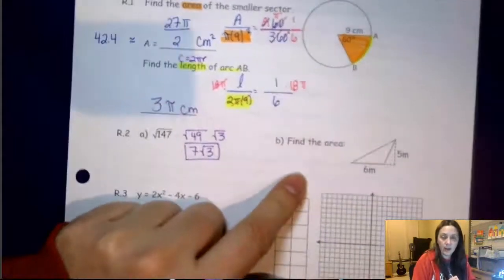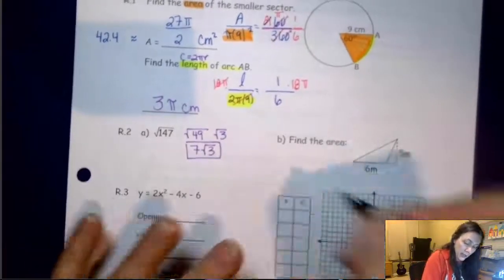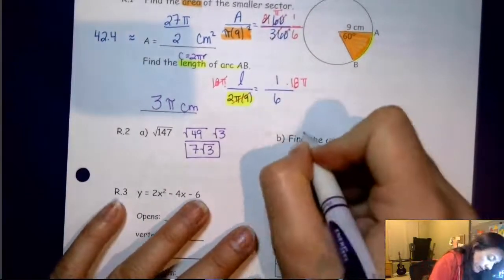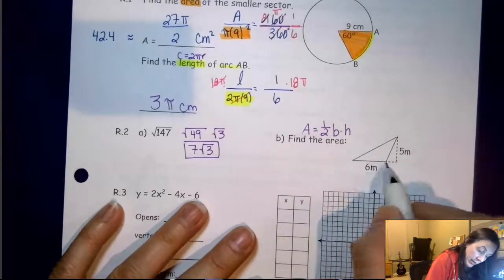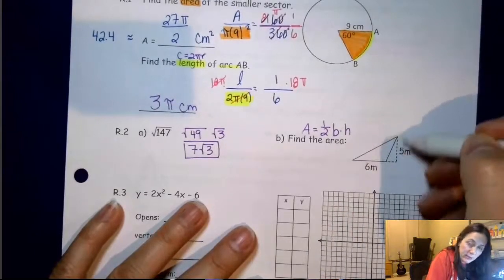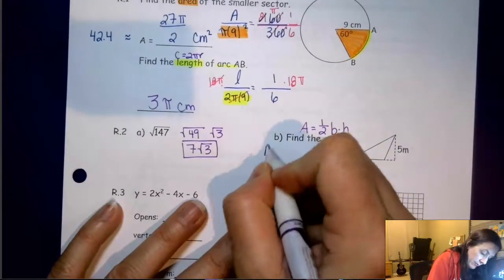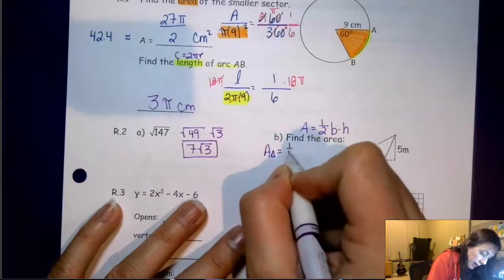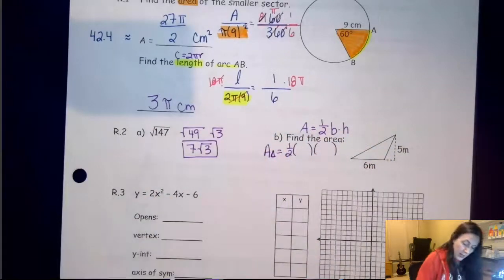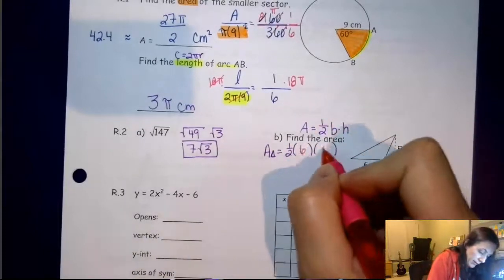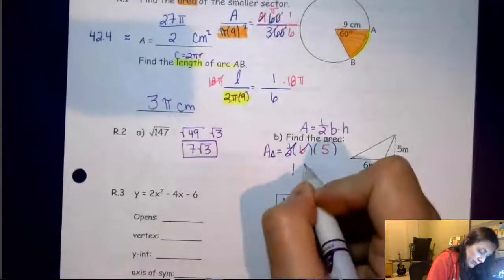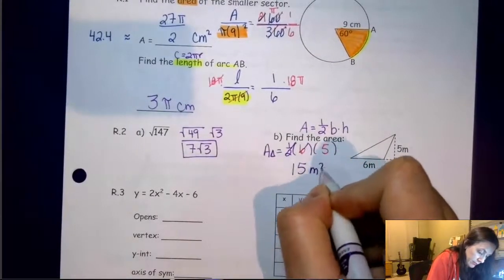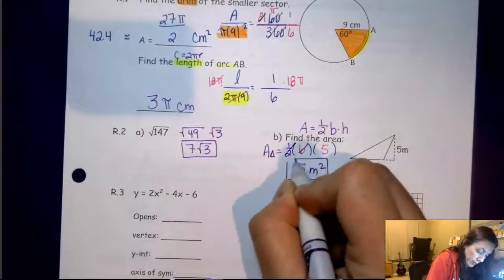Now the area of a triangle. Area of a triangle is 1/2 base times height. I have a base, and even though the height's outside the triangle, it's still the height of the triangle. So area of the triangle is equal to 1/2 my base times my height. My base is 6, my height is 5, half of 6 is 3, times 5, I end up with 15 meters squared. These are just some review problems. Hopefully you pause and come back and do those on your own.